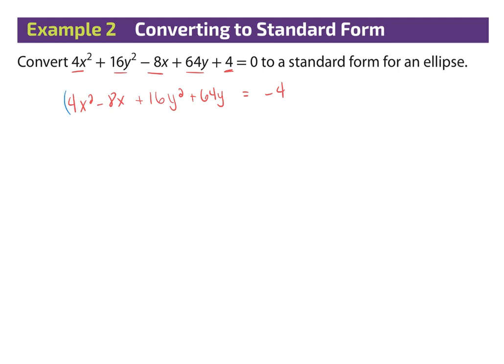I am going to group these and group these, pull out my coefficient there, my leading coefficient. Leave some room. Pull out my leading coefficient here. And we will leave some room there, and that equals -4.